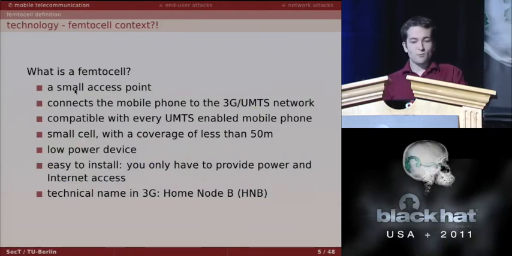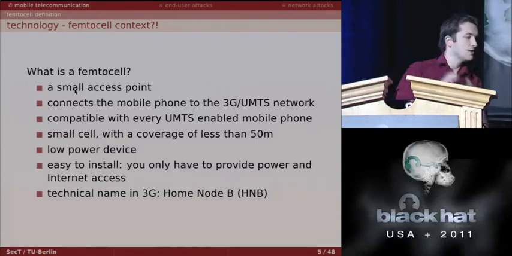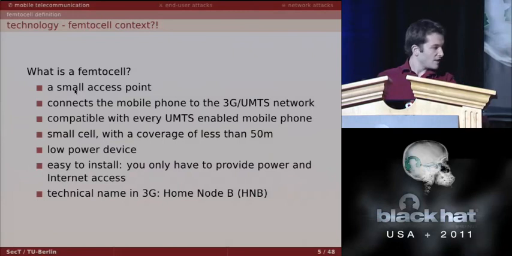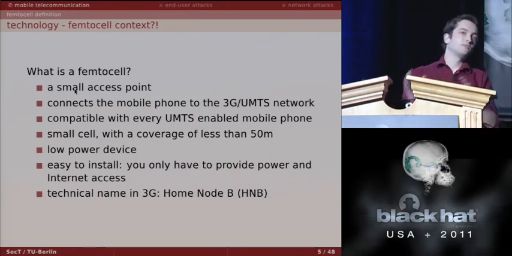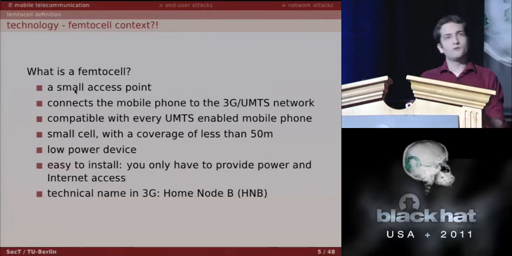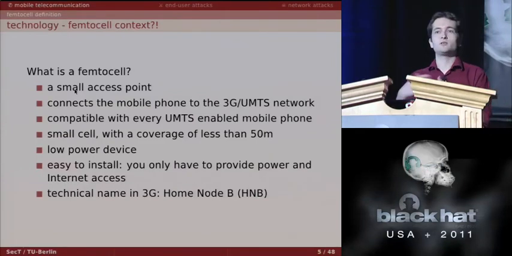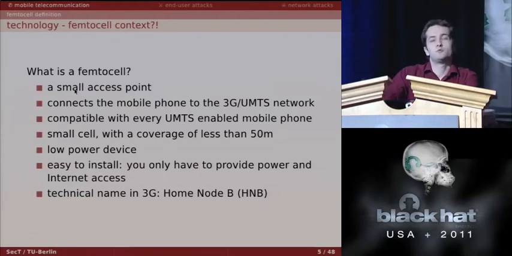Femtocells. What are femtocells? Femtocells are small access points. We've seen the big antennas on the roofs. Femtocells are the smaller version of it. They connect to the 3G network, to the operator network. It's UMTS capable, so every normal phone can connect to these small antennas. You don't need any Wi-Fi or so on. It's very small, so the coverage is not like the big antennas, 2 kilometers. It's only like 15 meters, 25 meters, it always depends.